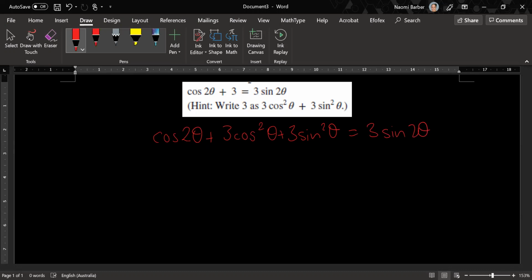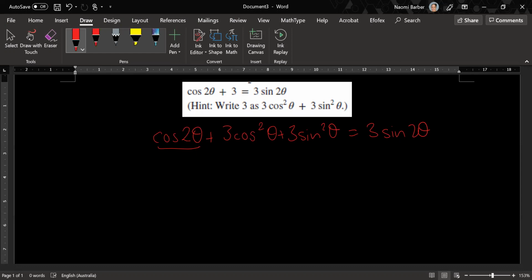Okay, now because I've got cos squareds and sine squareds in my question, that's why I'm going to decide to expand cos 2 theta using the cos squared theta minus sine squared theta expansion instead of just the 2 cos squared minus 1 or the 1 minus 2 sine squared. Okay, so because I've got both and the question has specifically said to introduce cos squared and sine squared via this hint, I'm going to use both in this expansion.